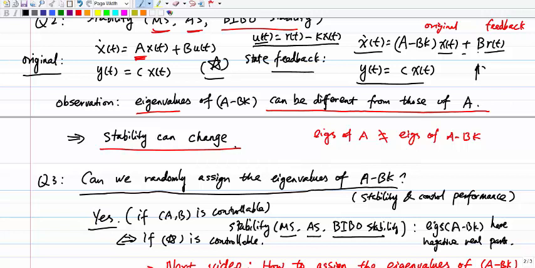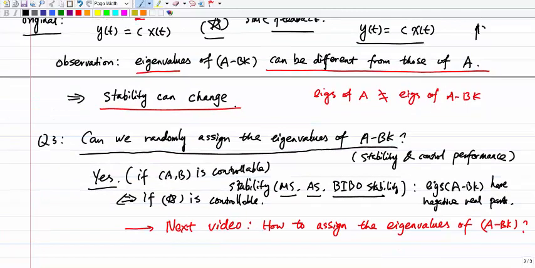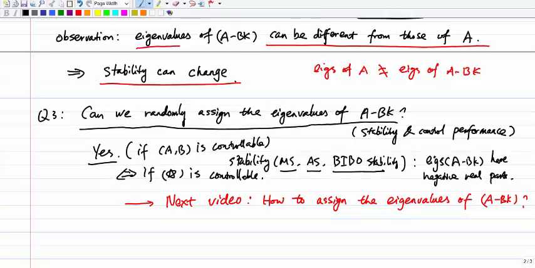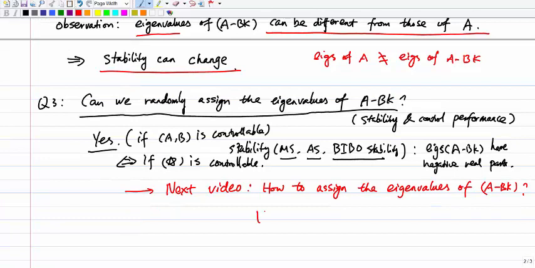Which is great. In this video I won't have time to talk about how we compute and design K. In the next video we'll talk about how we assign the eigenvalues of A minus BK, in other words, how to design my control parameter K.